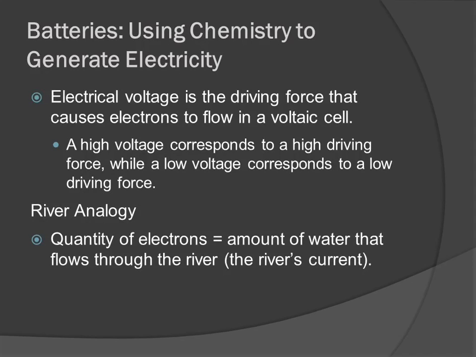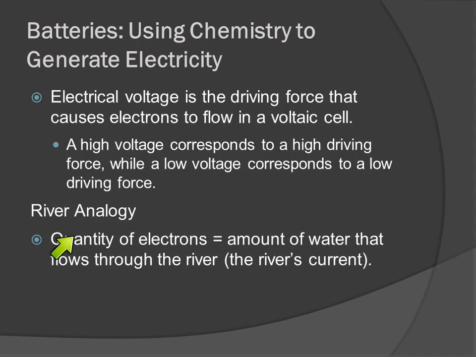So the driving force, because all chemical reactions have to have some sort of a driving force, is the electrical voltage. That causes the electrons to flow. If we have a high electrical voltage, we have a high driving force. A low voltage is a low driving force. And thinking about a river can help us to understand this.